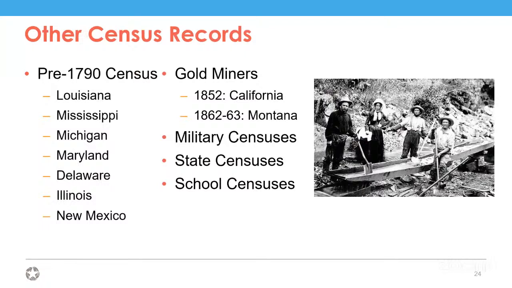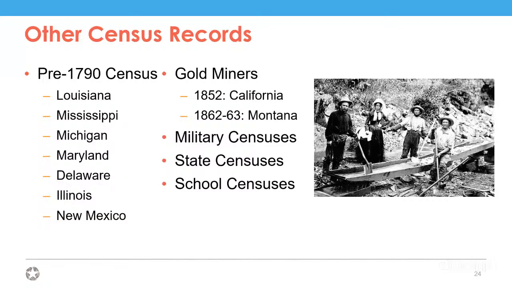So some more census records, as we mentioned, the pre-1790 censuses. These would be state and territory. The major ones are Louisiana, Mississippi, Michigan, Maryland, Delaware, Illinois, and New Mexico. And then there's also something to consider with the gold miners. The gold rush that occurred meant that there were a lot of people who were not in their normal abodes as it is listed in the census. And so tracking them down can be a little challenging.